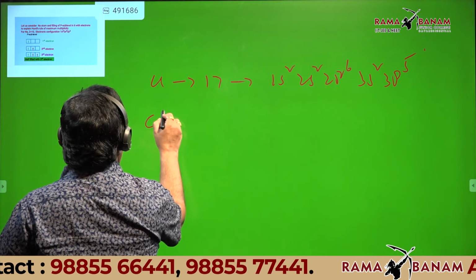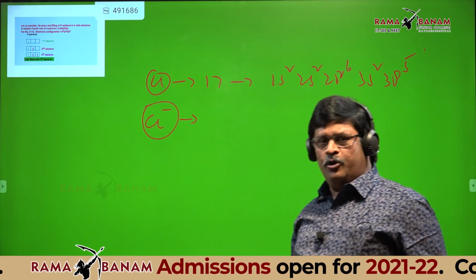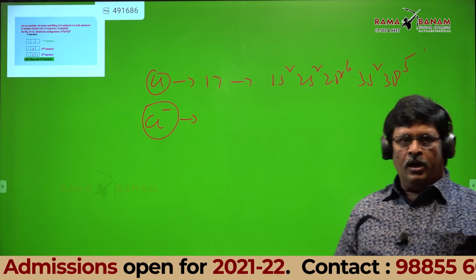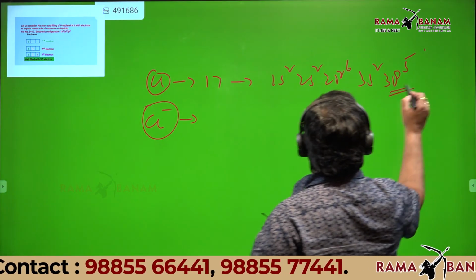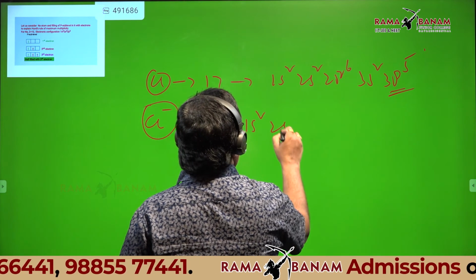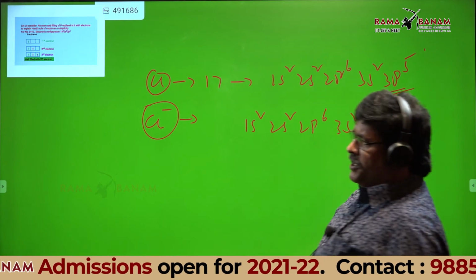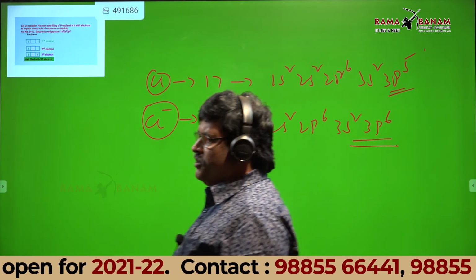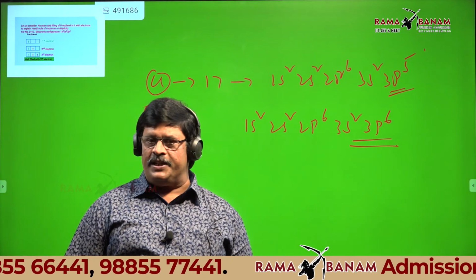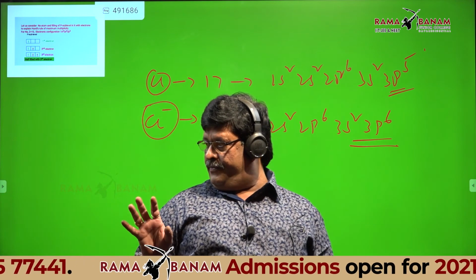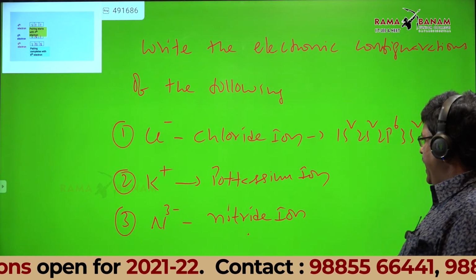Chloride ion means Cl minus. How does chlorine convert into chloride ion, by gaining or losing electrons? Gaining electrons. How many? One. So you add one electron to the outer shell. The chlorine atom is 3s2 3p5, and the chloride ion is 3s2 3p6. Is it okay? Similarly, can you write for K plus and N3 minus?